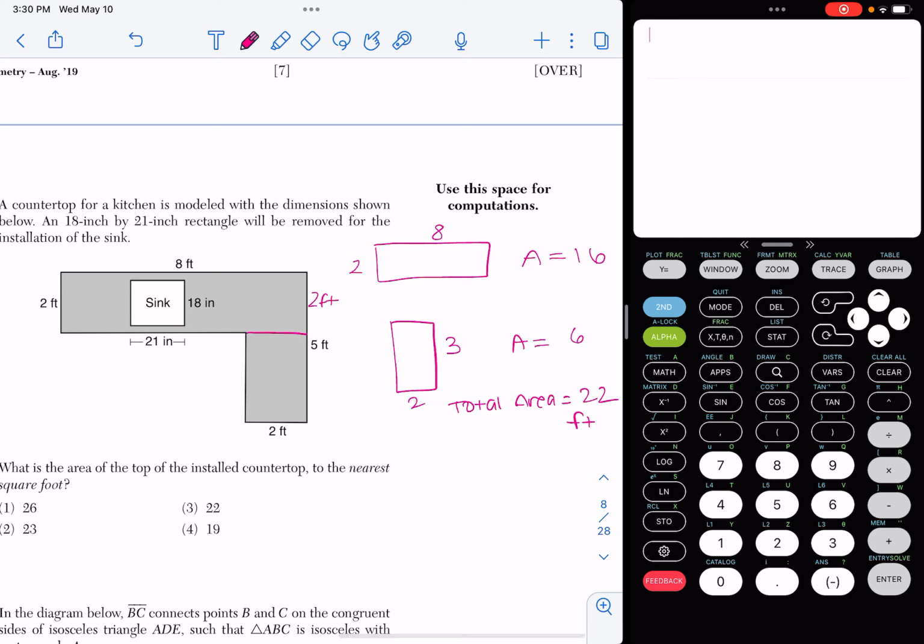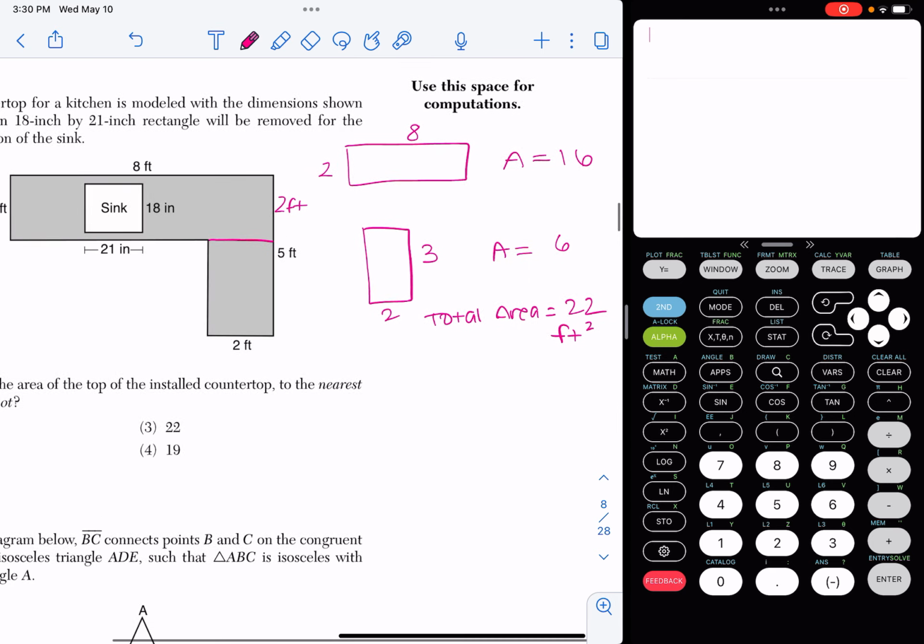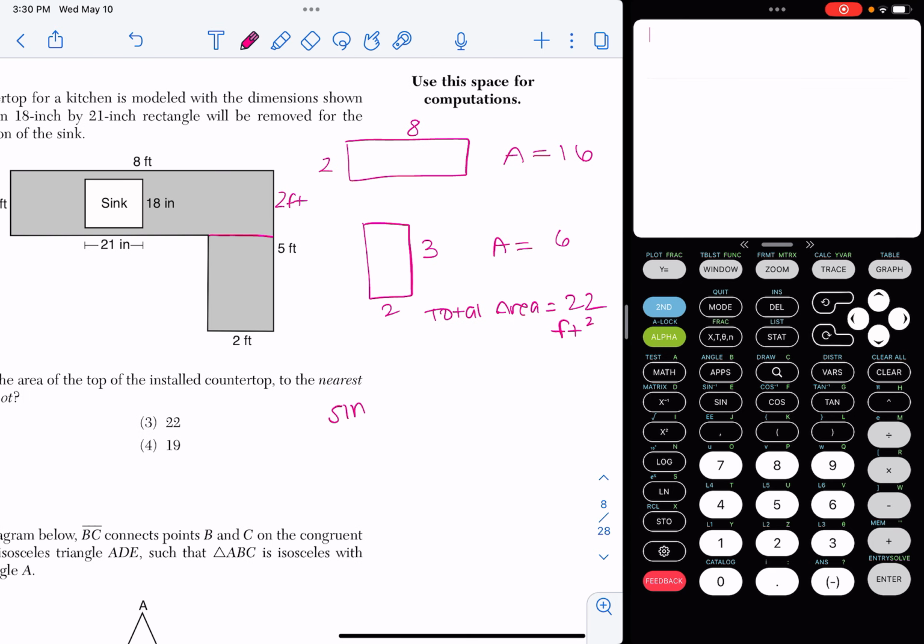That unit would be square feet, because all of those units were in feet. But now let's talk about the sink. The sink is not in feet, it's in inches. And that's going to create a little bit of an issue, so we have to convert that. So if this is 18 inches, we divide by 12. And now I know, okay, this is 1.5 feet. The 21 inches, we're going to divide by 12. I know this is 1.75 feet now.